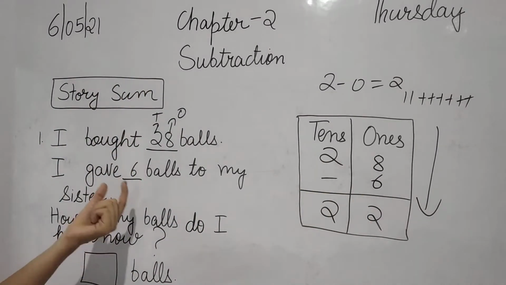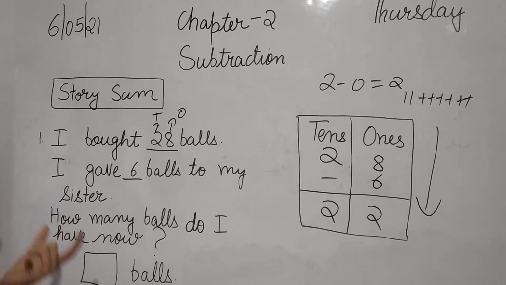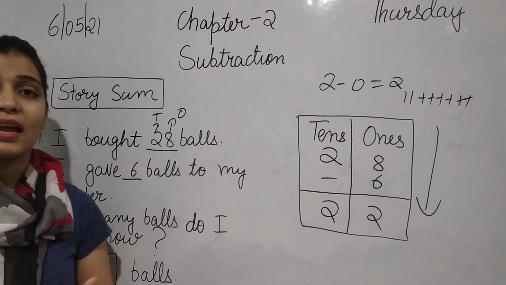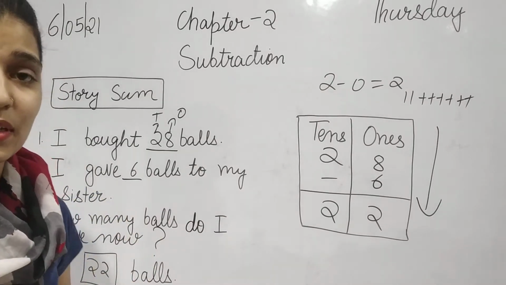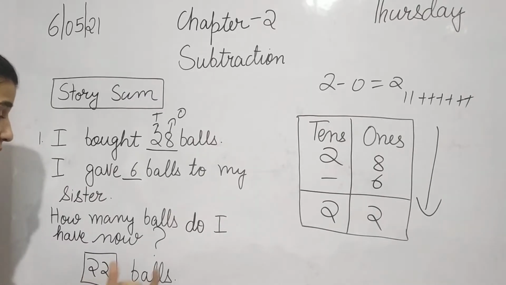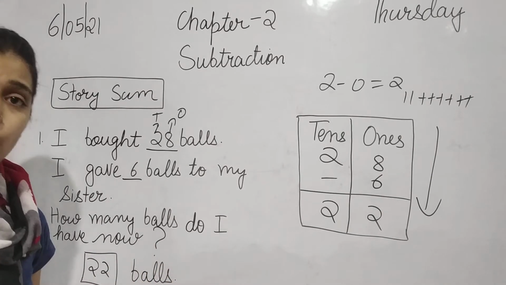So after giving 6 balls to the sister, now how many balls are left? 22. We don't know whether it is I, he or she, but how many balls are left now? 22. So I can say that now I have 22 balls.